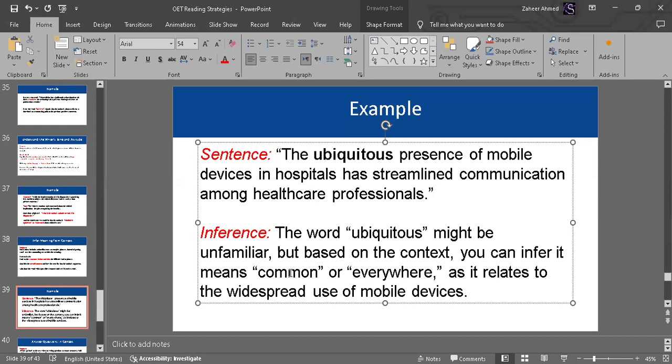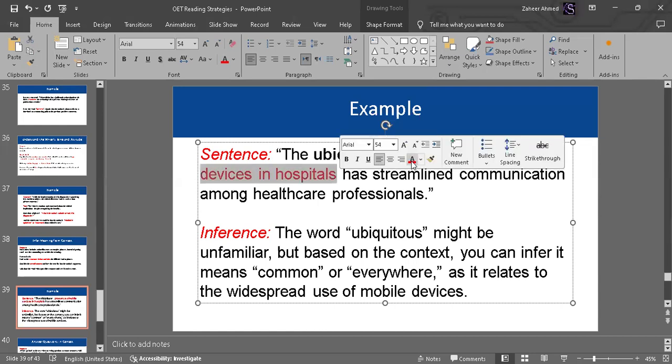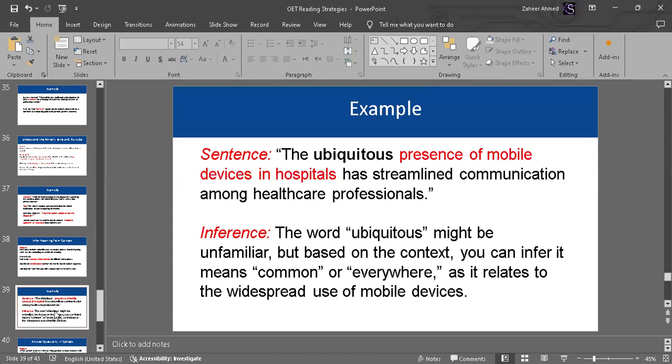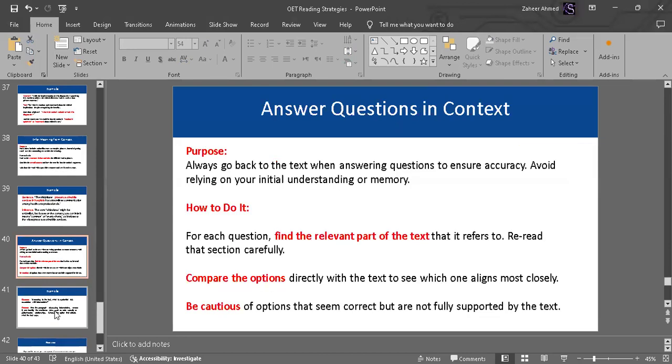It only gives you the expression of common, or everywhere. So when you see the presence of mobile, you just focus on the presence of mobile devices in a hospital. It looks like it's common. It looks like everywhere. So you don't worry about the word itself. You try to identify it text-wise.